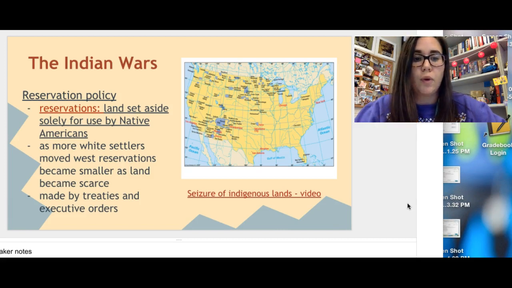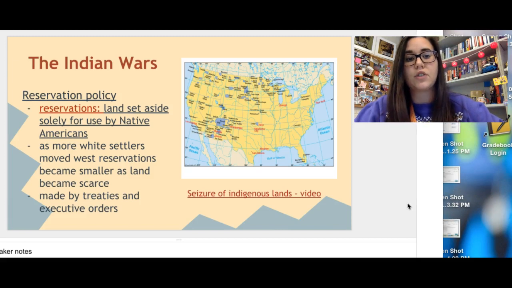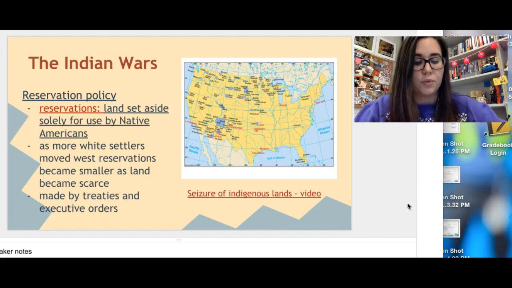As more white settlers moved west, reservations became smaller and smaller as land became scarce, especially if precious metals like gold or silver were discovered on land that was set aside for Native Americans. They would be forced onto different land, usually in a smaller size. These reservations were made by treaties and executive orders, and even though we had promised certain Native American tribes certain pieces of land, in the latter half of the 1800s we'll see those treaties being broken as that land is needed for white settlement.